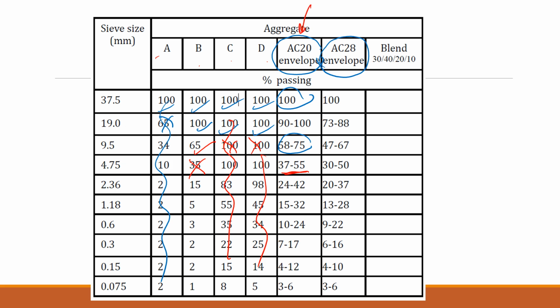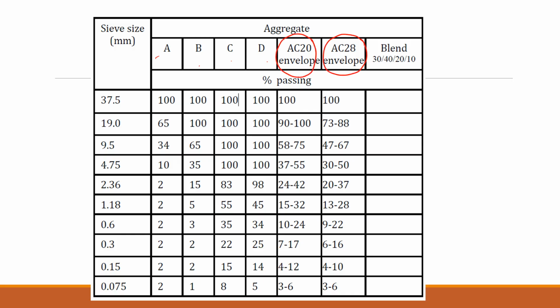Agree or not? Can you check the AC28 as well and tell me whether any of those are okay with AC28? None of them. So what we need to do? What we should do? We need to blend them, and it is a trial and error method. So we are going to blend them, and we are going to find something which is within the envelope. So we need to find one blend for this one and another blend for this one.